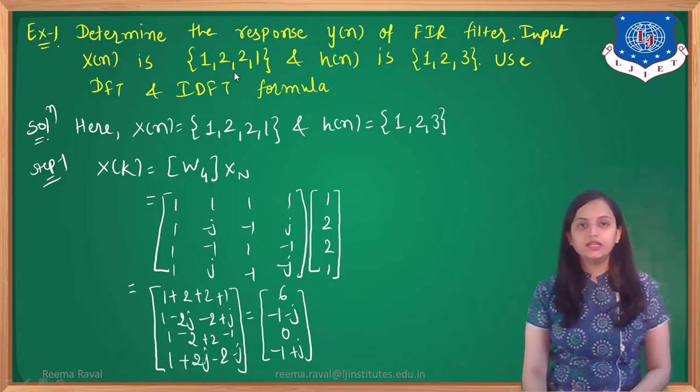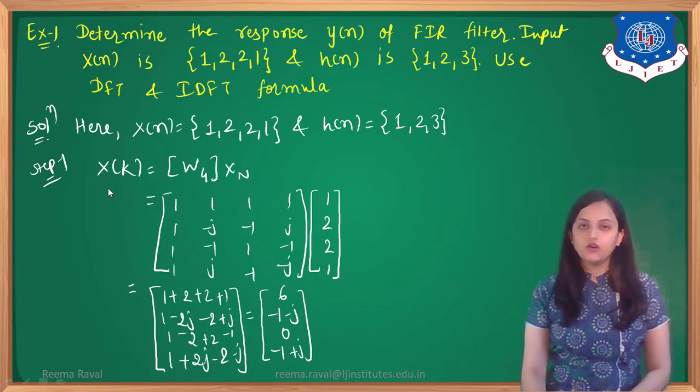So here x of n given to us is 1, 2, 2, 1 and h of n given to us is 1, 2, 3. Now as we are using the 4 cross 4 matrix DFT method, we need to have over here 3 values which are to be converted into 4 values. So here there are 3 values 1, 2, 3. We will insert a fourth value 0.